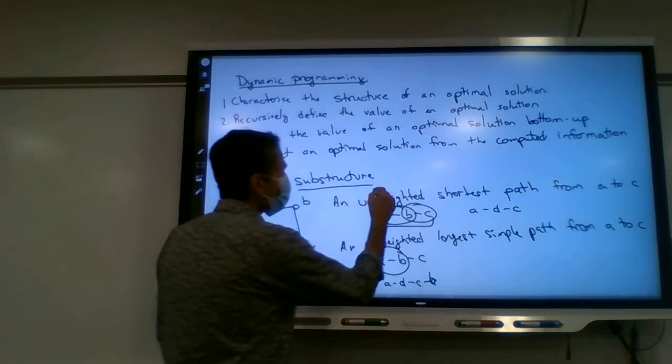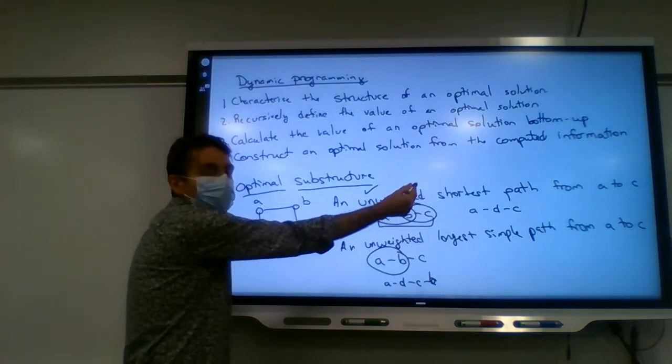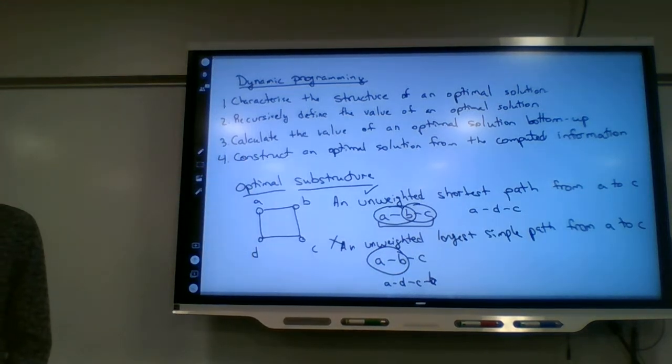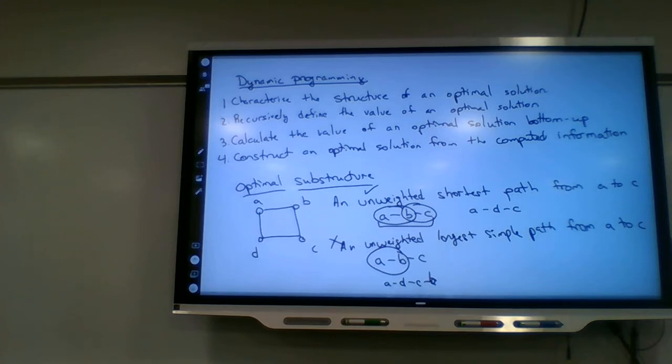So this problem has optimal substructure. This problem does not have optimal substructure. If a problem does have optimal substructure, then it means that it's a good candidate for a greedy algorithm or a good candidate for dynamic programming. If it does not have optimal substructure, then probably want to try to find a different way to solve it.